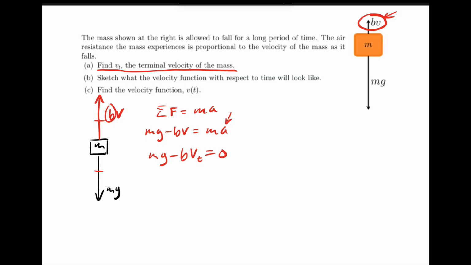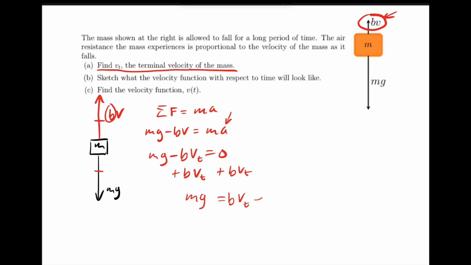Now if I add b v sub t to both sides, I end up getting on the right b v sub t, and on the left that's just equal to mg.